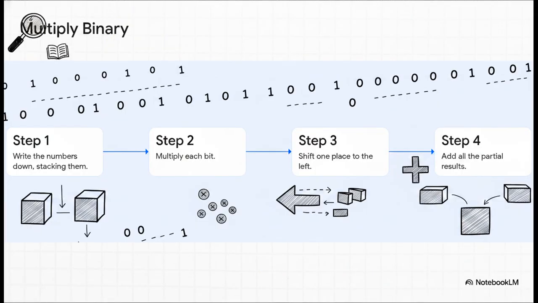First things first, let's look at our official detective rulebook for binary multiplication. We've got 4 simple steps here. Step 1, write the numbers down, stacking them on top of each other. Step 2, multiply each bit, which, by the way, is just a super fun computer word for a single binary digit, just like you would in regular long math. Step 3, shift the next row one place to the left. And finally, step 4, add all your results up. All right, let's see this in action.